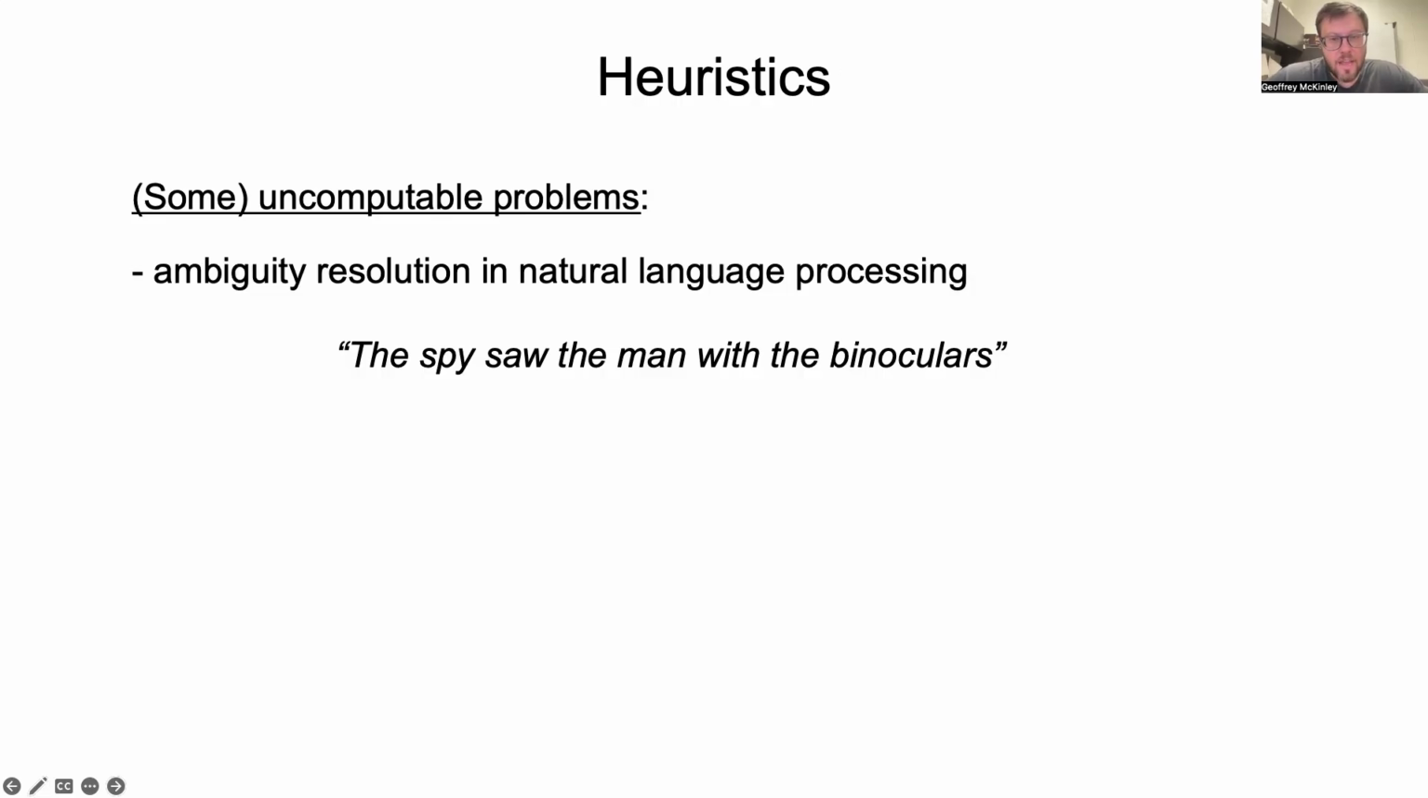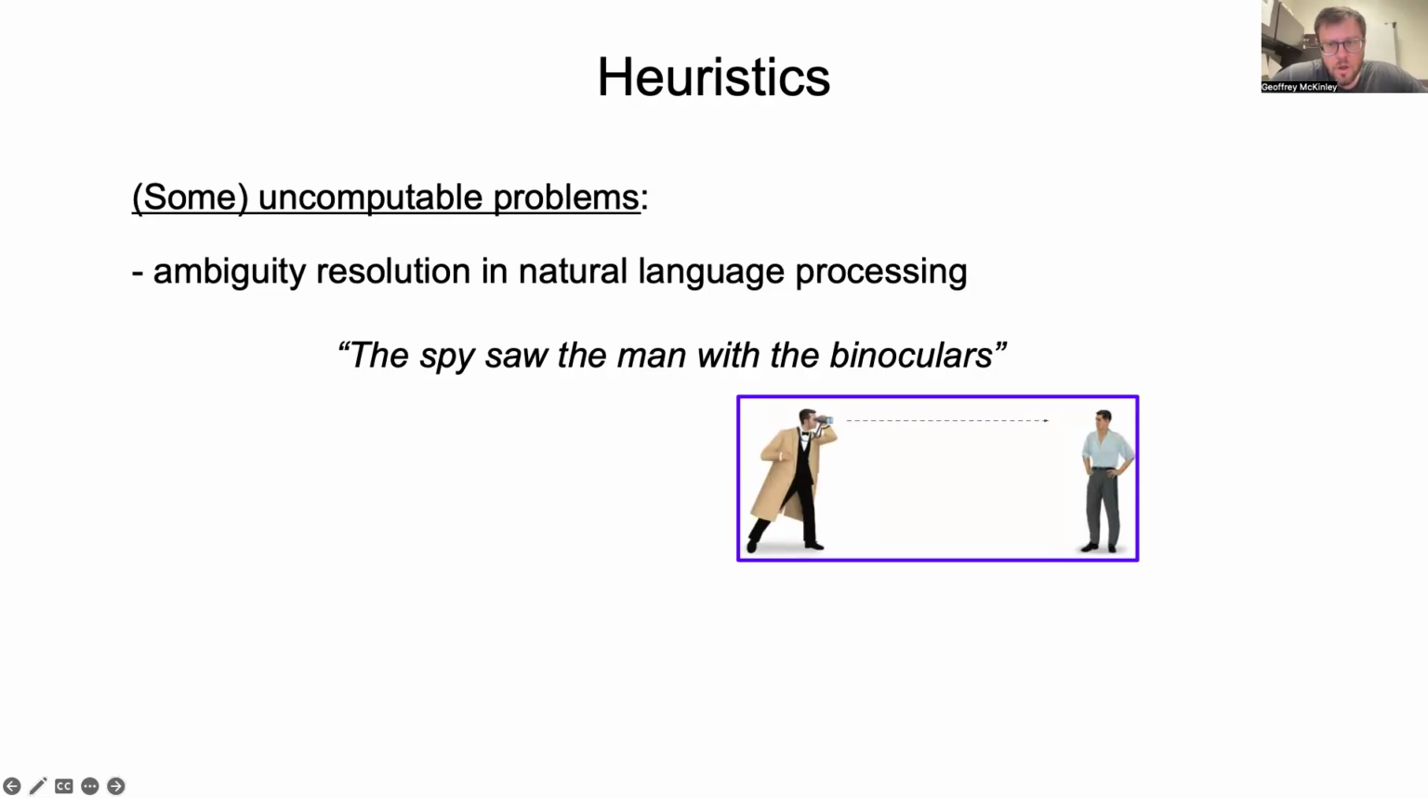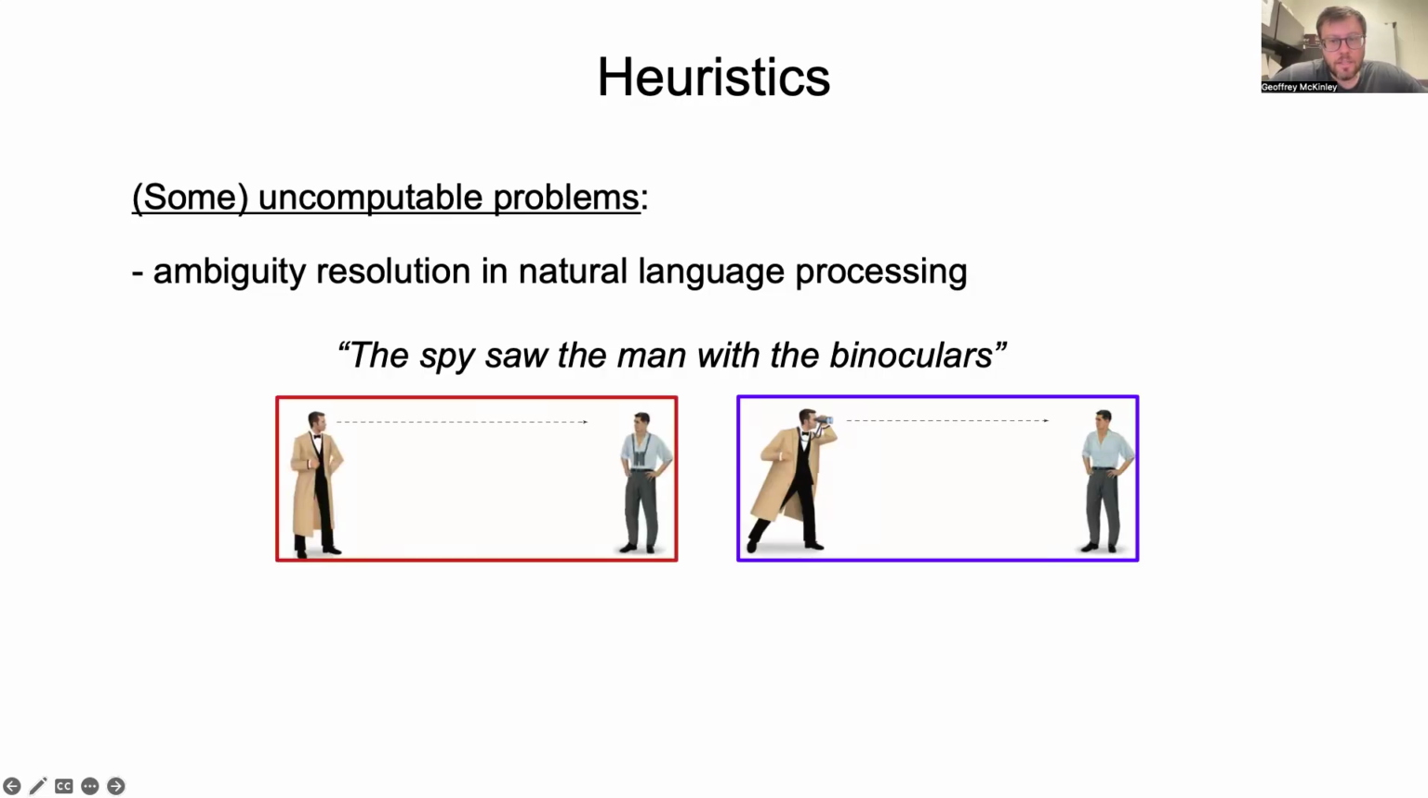the spy saw the man with the binoculars. Right? So is the spy using the binoculars to look at the man, or is the spy looking at the man who is wearing the binoculars? In other words, are the binoculars being used by the man or the spy? Are they associated with the object of the sentence, which is man, or the subject of the sentence, which is spy? And in this situation, it's not really clear which interpretation is correct. Though I would suspect that many of you would interpret the sentence as saying that the spy has binoculars, right? So most of you would go with this interpretation on the right.